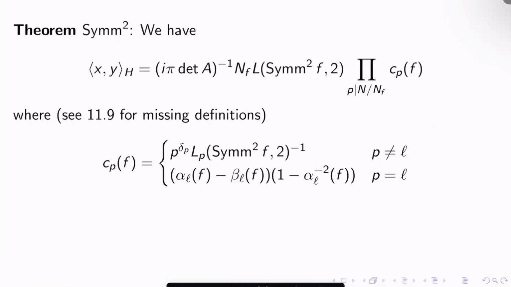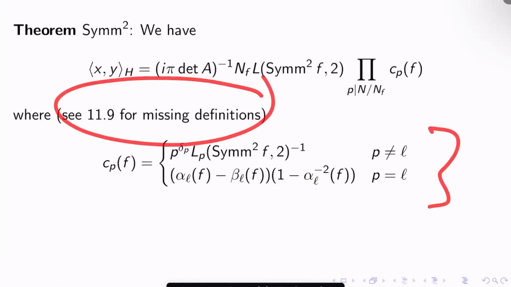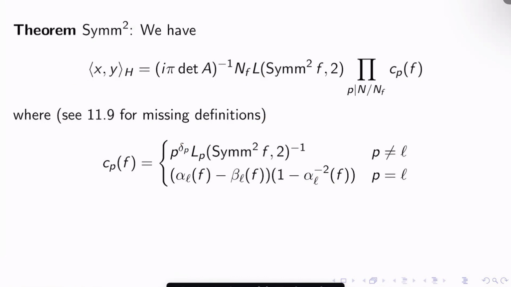The definitions are as follows. C sub P of f is P to the delta sub P, L sub P of sim squared f2 inverse if P isn't L. And it's alpha sub L of f minus beta sub L of f times 1 minus alpha sub L to the negative second of f if P is L. And all of the missing definitions here can be found in video 11.9, specifically what this delta sub P is, what these local L factors are, and these guys are your roots of your characteristic polynomial. So all of this was defined before.